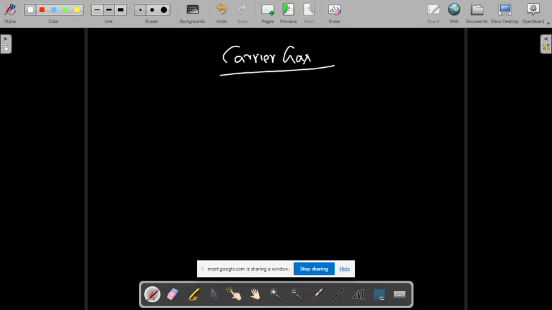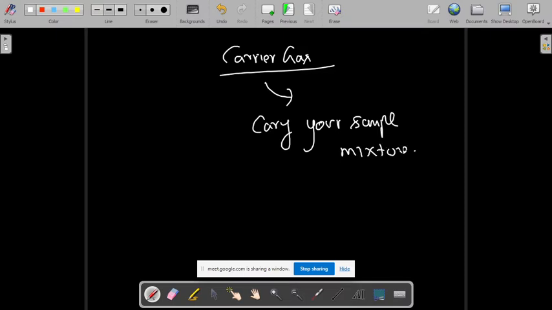Carrier gas is the one which is going to carry your sample mixture. Fine. Now what should be the nature of the carrier gas?